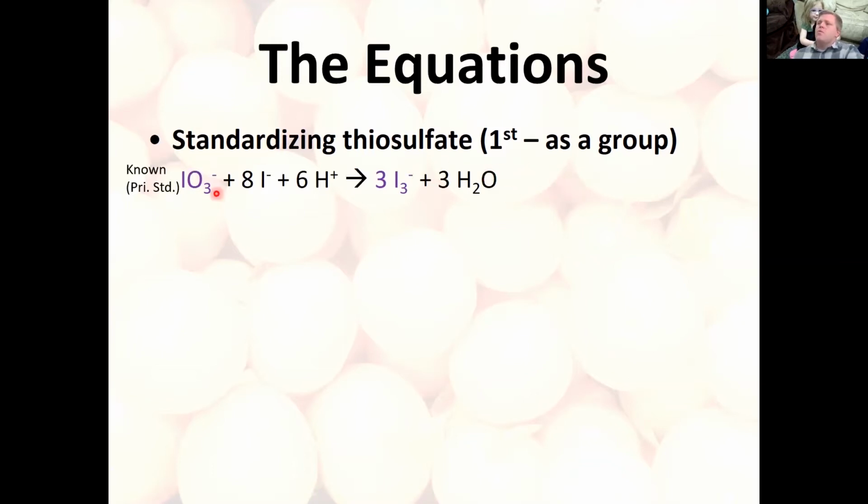Okay, and then once we have this all made, we will have a solution with a known I3 minus concentration. We'll take that I3 minus and we will try and prepare a thiosulfate solution with a known concentration, but it'll be off a little bit. And so what we're going to do is titrate it versus this I3 minus solution where we know the concentration. And we will run this titration until we hit the endpoint.